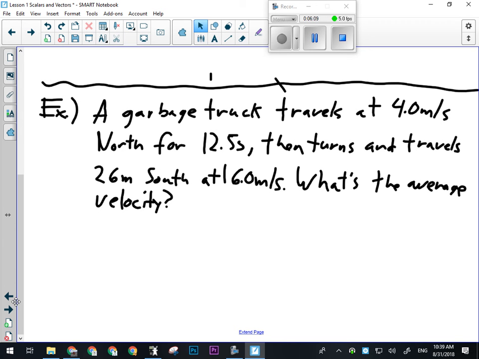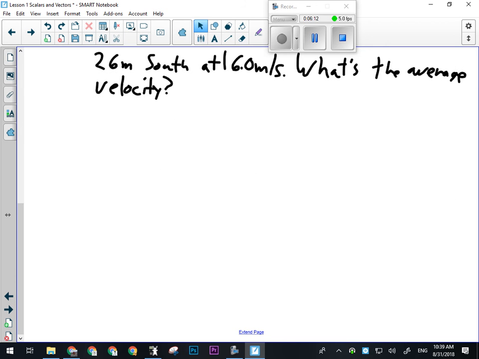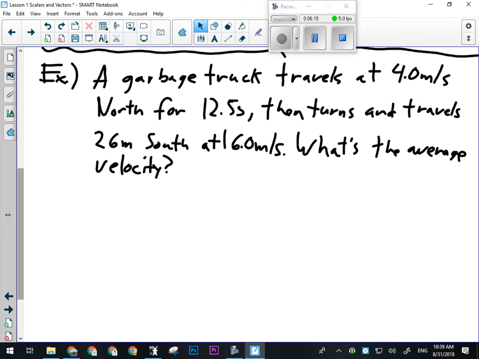Okay, here's one that you would have done, something very much like in Science 10. It's a V equals D over T question, but the trip in this question has two parts. In part of the question, the garbage truck is traveling north, and in part of the question, it's traveling south. What we have to remember about a question like this is that this formula, V equals D over T, velocity is displacement over time, is actually total displacement over total time.